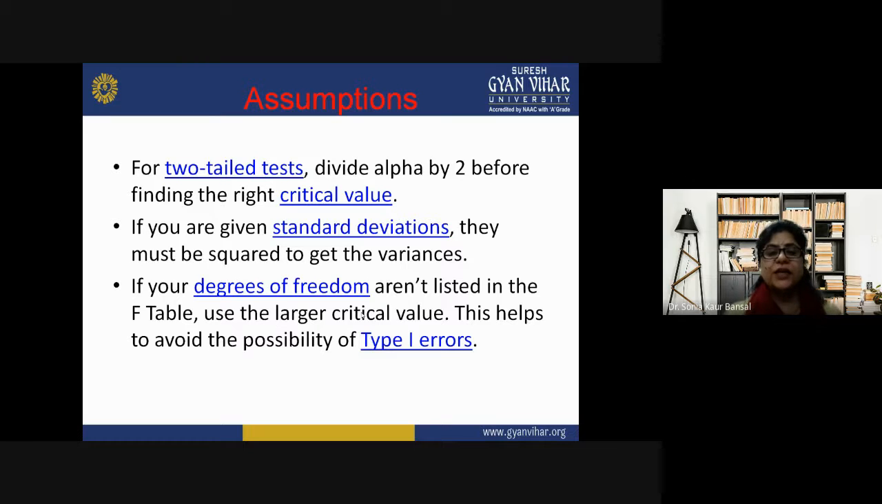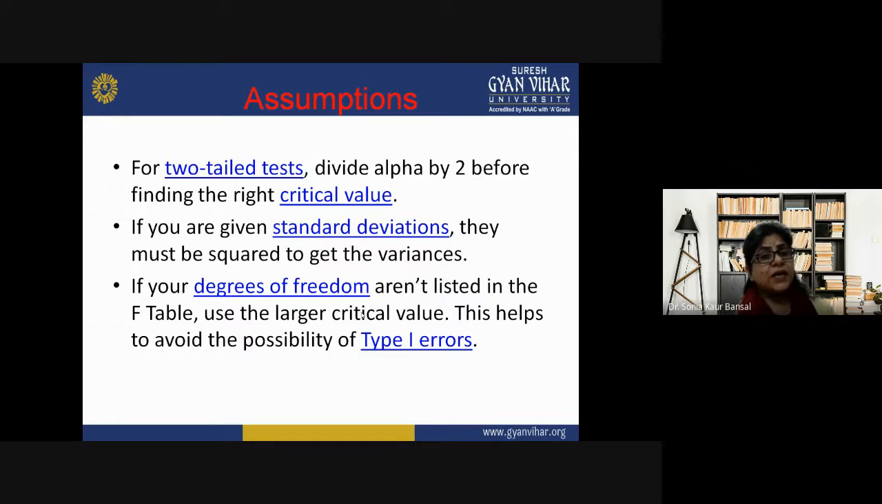So if your degrees of freedom aren't listed in the F table, use the larger critical value that you have got, by dividing the alpha by 2. This helps to avoid the possibility of type 1 error.